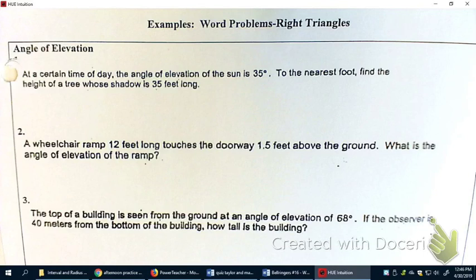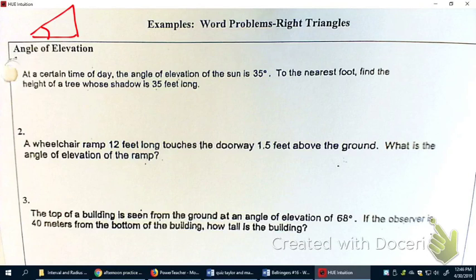You just have to figure out where to put the things. But when we talk about angle of elevation, like if you're looking up at something, this angle right here is the angle of elevation because you're looking up at it. Okay? All right, so on the first question it says, at a certain time of day, the angle of elevation of the sun is 35. To the nearest foot, find the height of a tree whose shadow is 35 feet long.